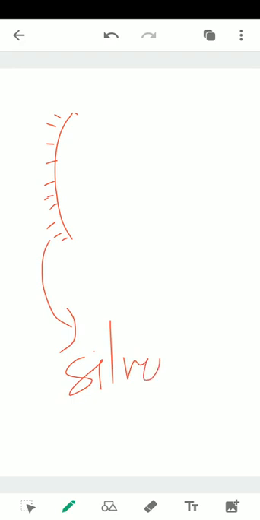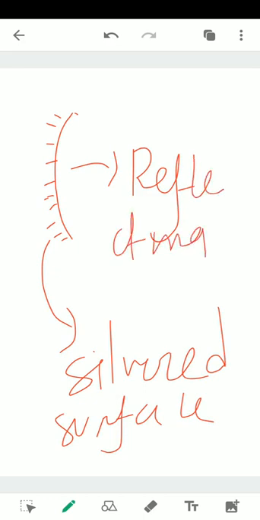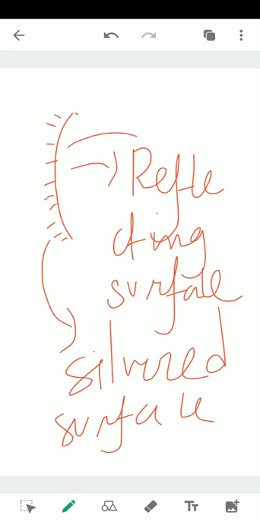As you know, one part of the mirror has to be silvered. That means some coating has to be there. Whenever I draw this, this part is called the silvered surface. And this is your reflecting surface. I repeat, this is called the reflecting surface. What I mean by reflecting surface is that your image can be seen from this side. So this is called your reflecting surface.